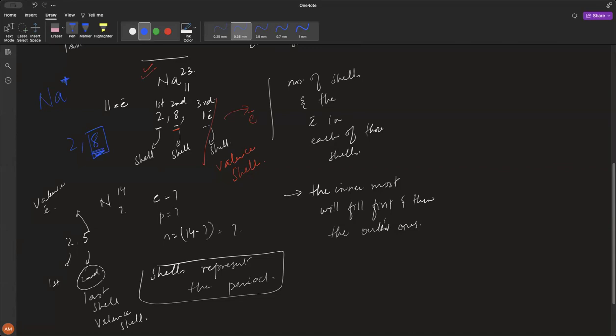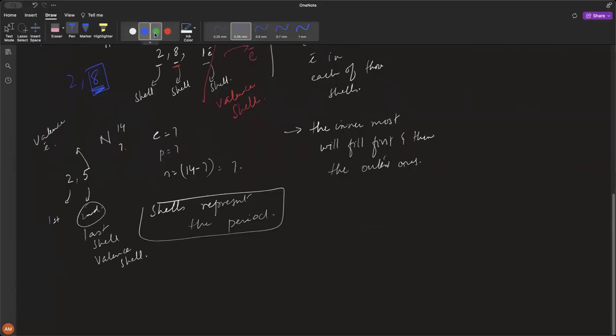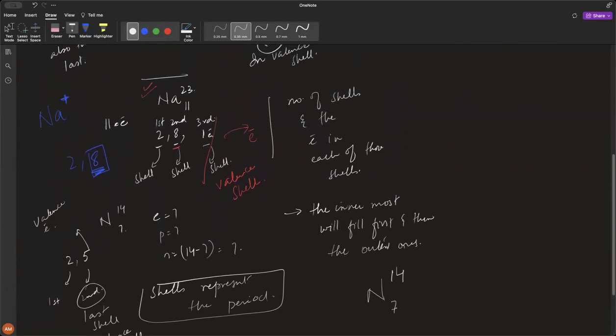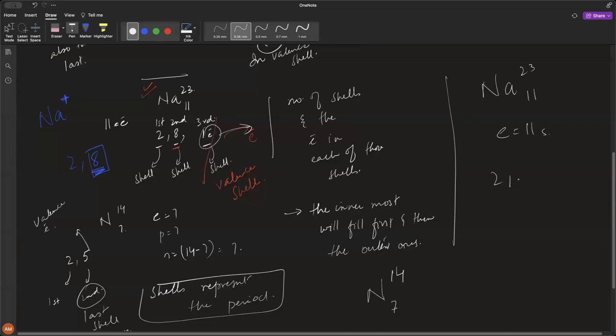Similarly, if you look at the case of nitrogen over here. Sir, you said that the electron left, so then how did this become 8? Look, this electron is already gone. This is the last shell. What was the configuration of sodium? Sodium was 23 and 11. It has 11 electrons, right? Which means 2, 8 and 1.